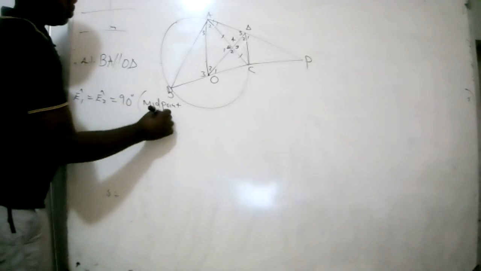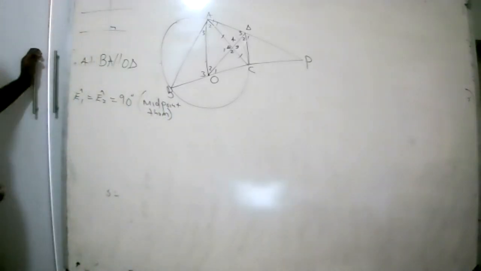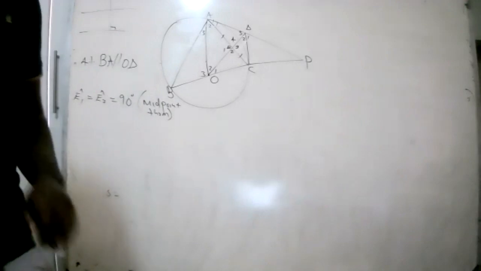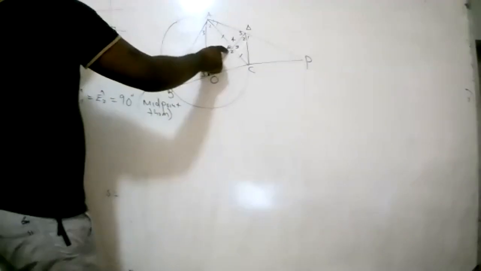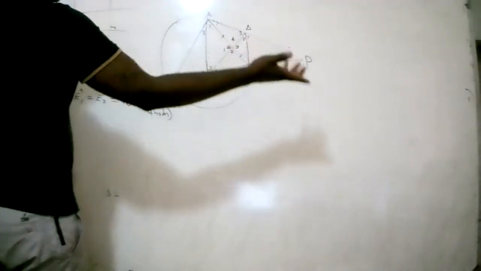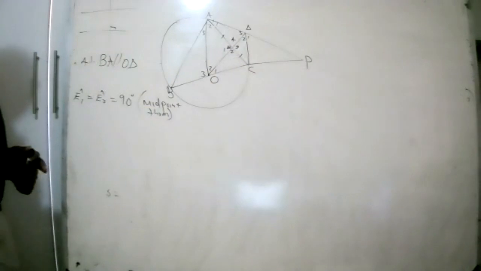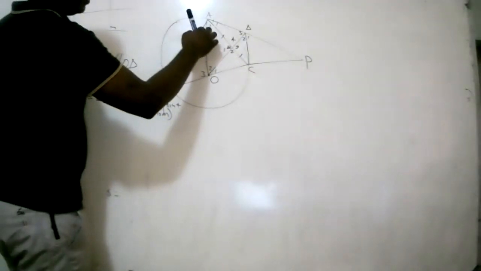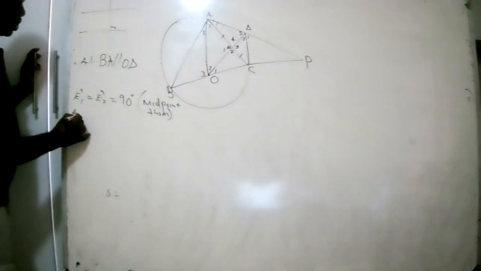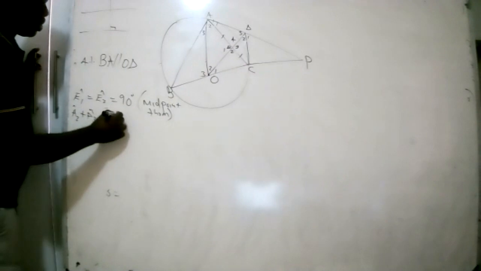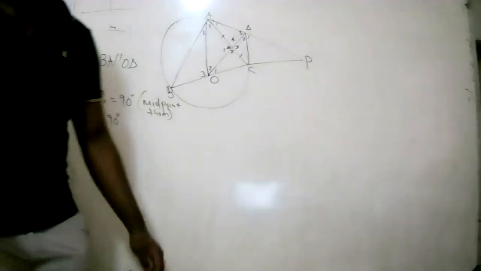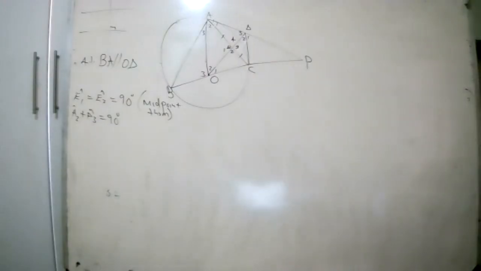Are we together? Yes. That information is given that angle E1 or E2 is equal to 90 degrees because of the midpoint theorem. And then how can we justify that E2, in this case A2 plus A3, is equal to 90 degrees? Can you give me the theorem which can justify that? How can we say A2 plus A3 is equal to 90 degrees? Which theorem can we use to justify that?